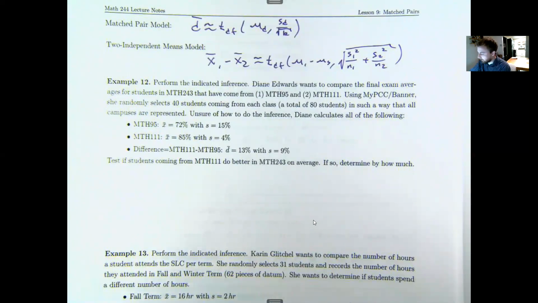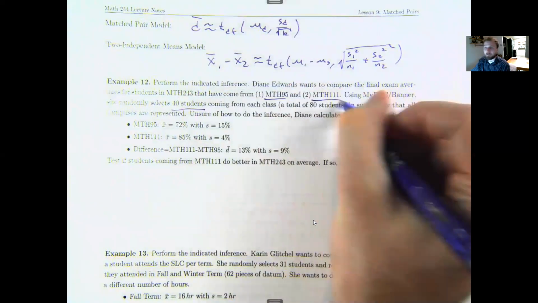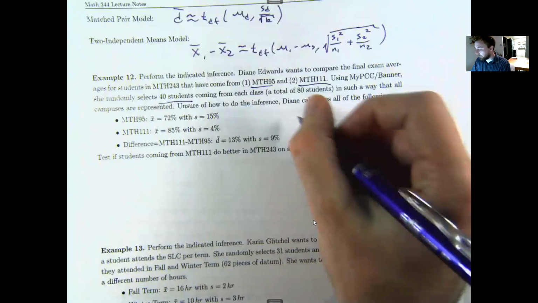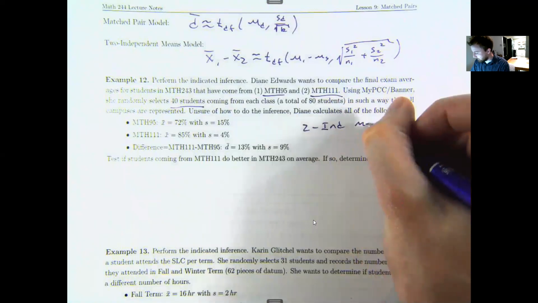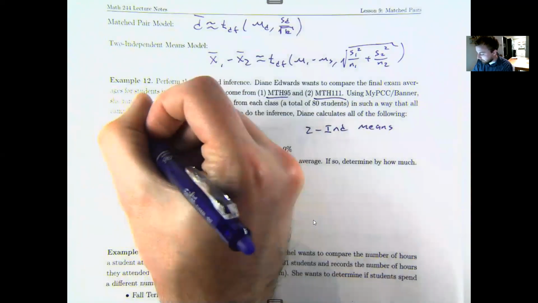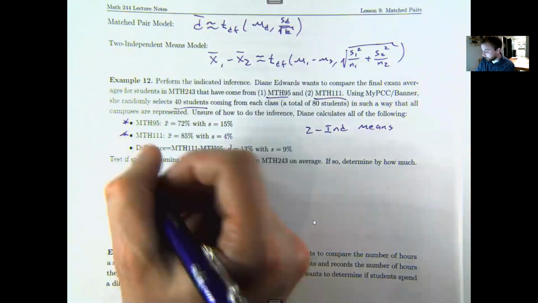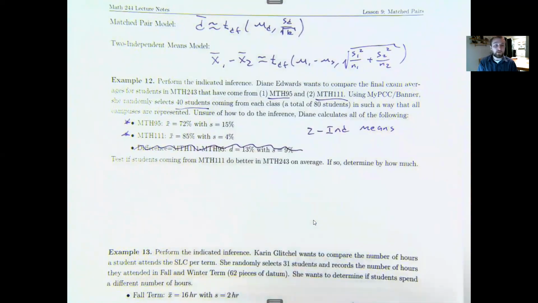When I looked at this, I noticed that there was 40 students coming from two different unrelated classes. So they're totally separate groups. So this is two independent means. As a result of that, I'm going to be looking at each of the unique pieces of information for those two groups. It would have been inappropriate for me to try to subtract those values. There's nothing that links them together.